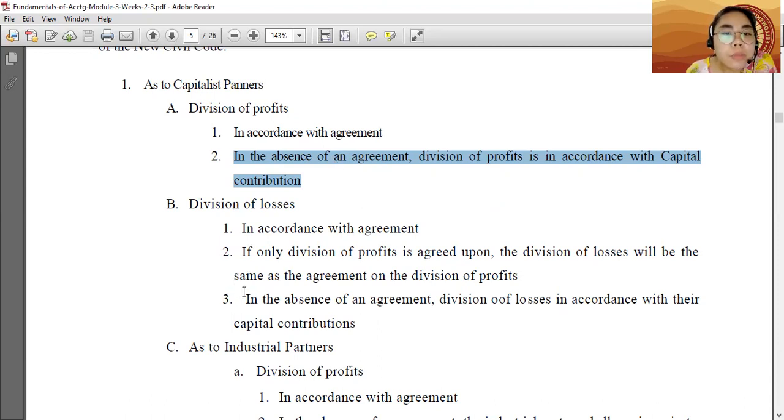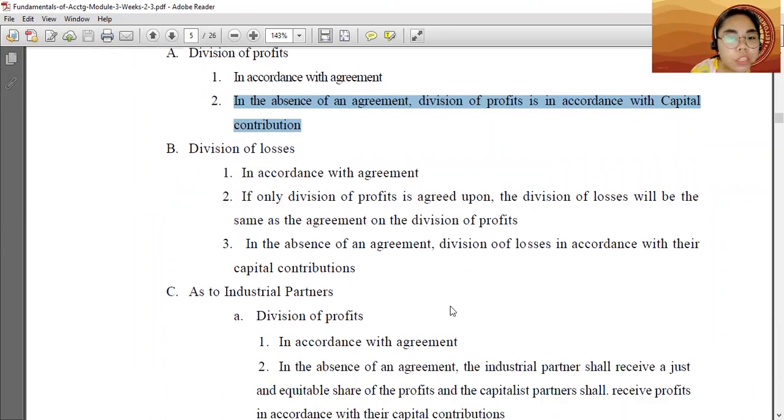If there is no stipulation in the articles of partnership on how the profits and losses are to be distributed, both the division of profits and losses will be in accordance with their capital contribution. As I have said, if you have contributed more capital in the partnership, that means you will also have a bigger share in the losses of the partnership. Otherwise, you have a bigger share in the profit if the partnership has gains in its operation.